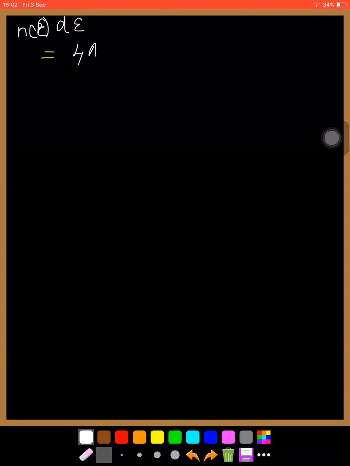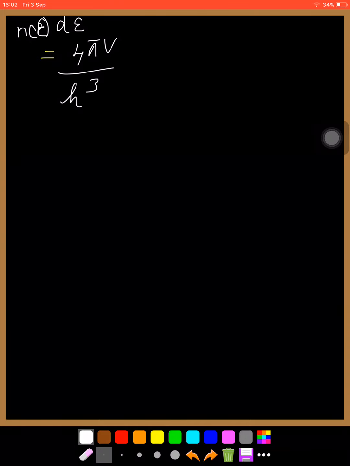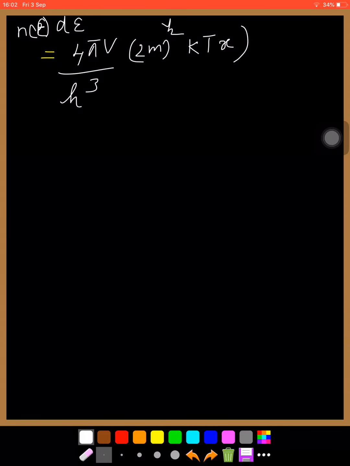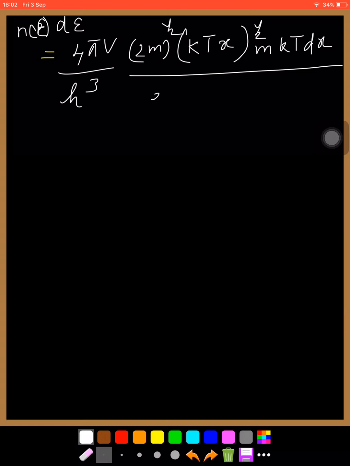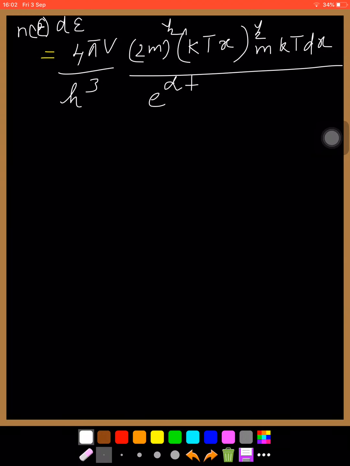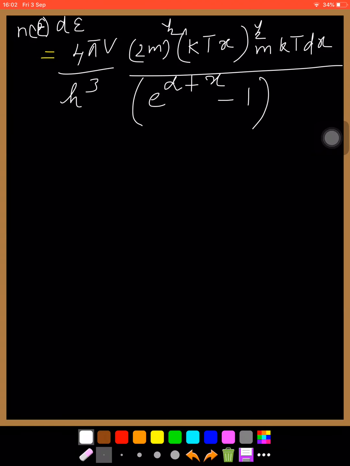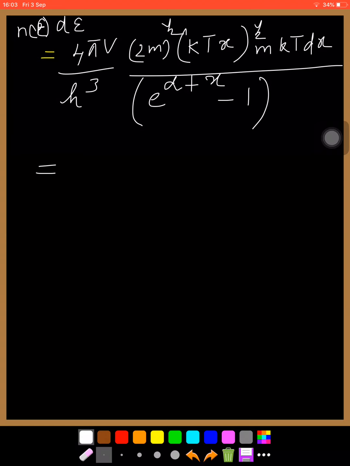That is, this is equal to: N(p) dp, we have changed into the terms of E, that is N(E) dE. Now that is equal to 4 pi V by h cube, 2m raised to half, then (kT x) raised to half, m, kT dx divided by e raised to alpha plus E by kT. E by kT is x, minus 1. And this 4 we can write as 2 into 2. Then here it is 2 raised to half, 2 raised to half into 2, that is 2 raised to 3 by 2.